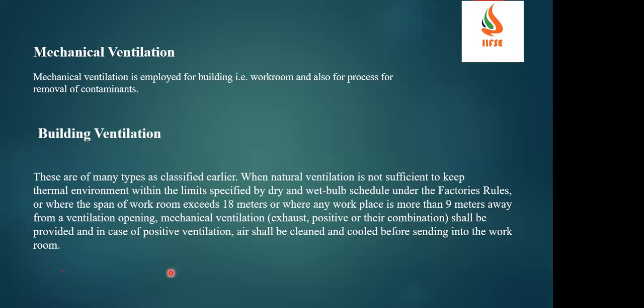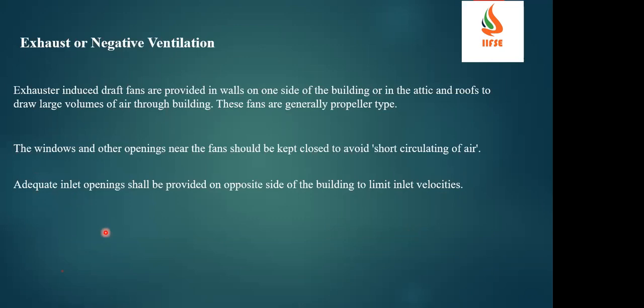So here what will happen, whenever the room size exceeds 18 meters, and also a workplace which is away more than 9 meters from the ventilation opening, there we have to install this mechanical ventilation system. What we'll do, one is the exhaust or negative ventilation system. Here an exhauster including a draft fan is provided in walls on one side of the building or in the attic or a roof to draw a large volume of air through the building.